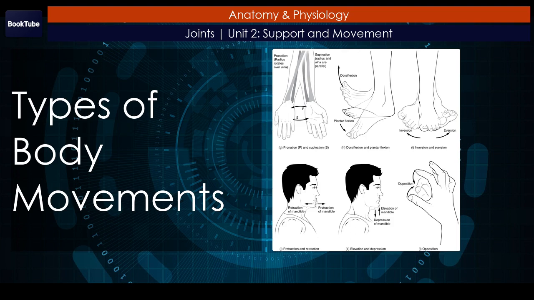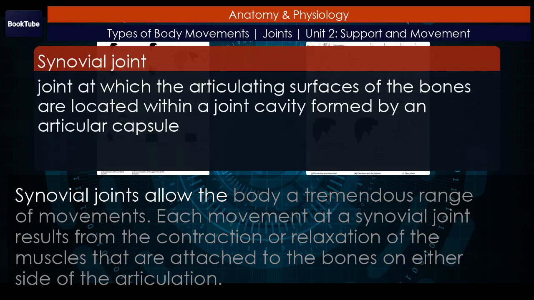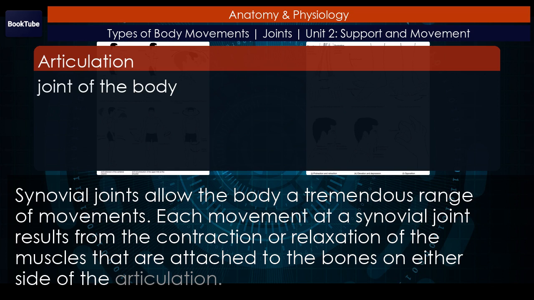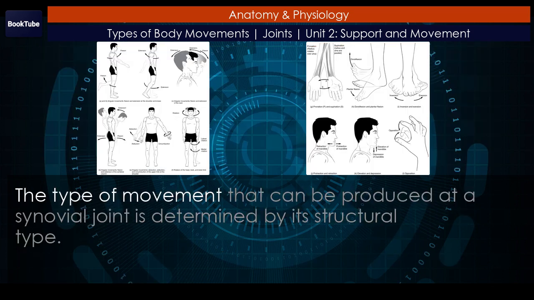Types of body movements. Synovial joints allow the body a tremendous range of movements. Each movement at a synovial joint results from the contraction or relaxation of the muscles that are attached to the bones on either side of the articulation. The type of movement that can be produced at a synovial joint is determined by its structural type.